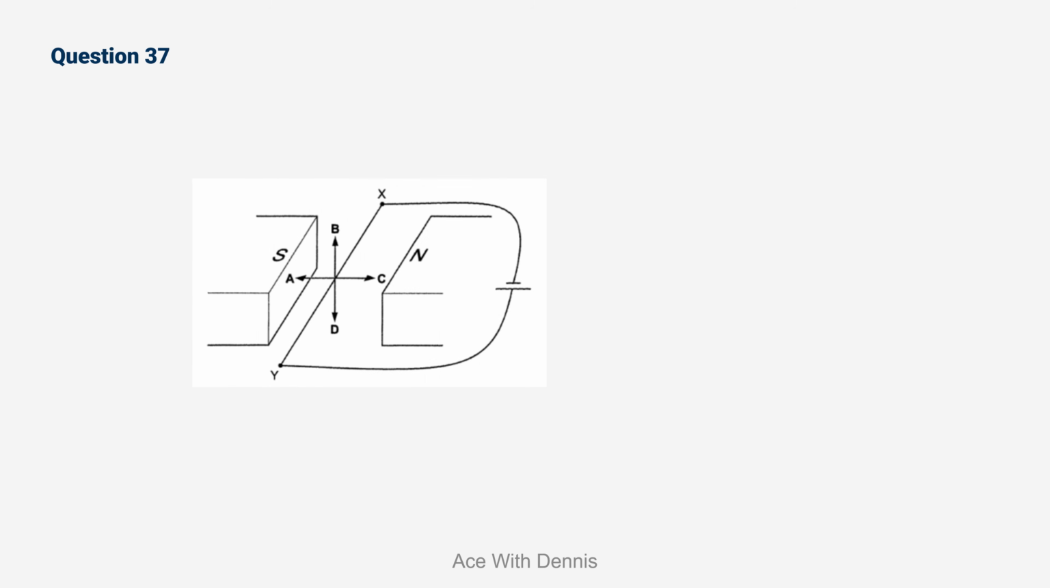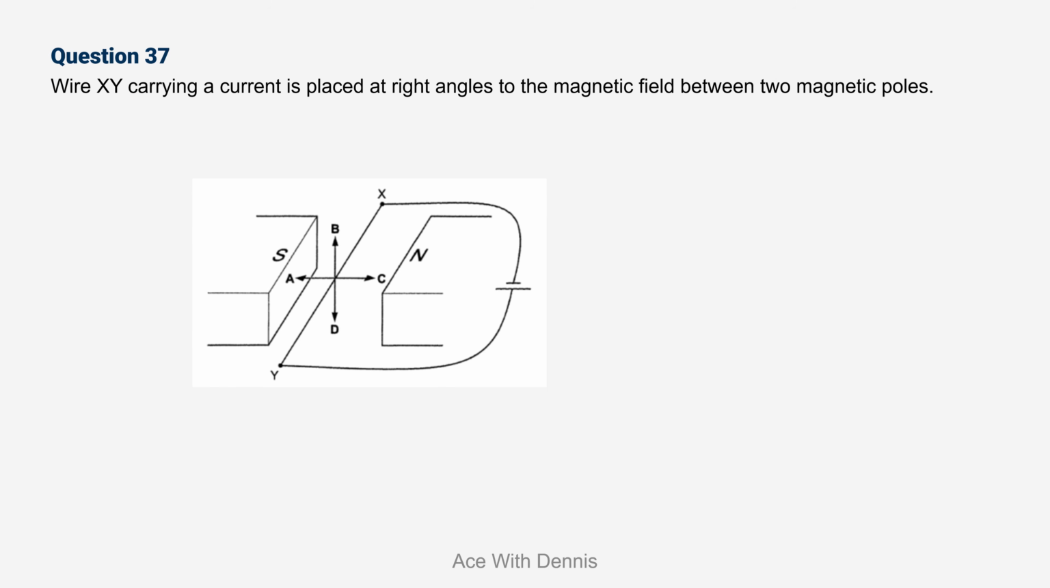Question 37. Given this diagram, wire XY carrying a current is placed at right angles to the magnetic field between two magnetic poles. In which direction does the force on the wire act?